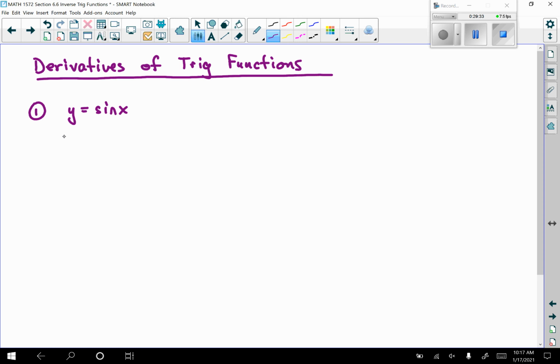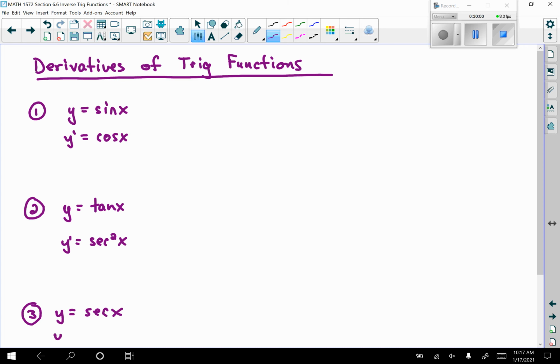If y is equal to sine of x, y prime is equal to cosine x. 2, I'm going to jump to tangent. If y is equal to tangent x, y prime is equal to secant squared x. And then 3, if y is equal to secant x, y prime is equal to secant x tangent x. Now keep in mind the chain rule applies to all of these, so whatever x happens to be, you still have to take the derivative of it.